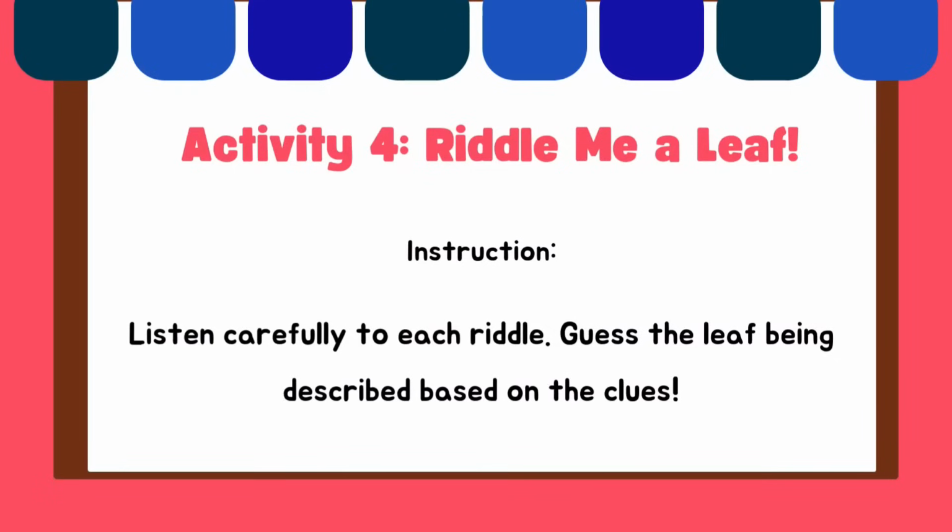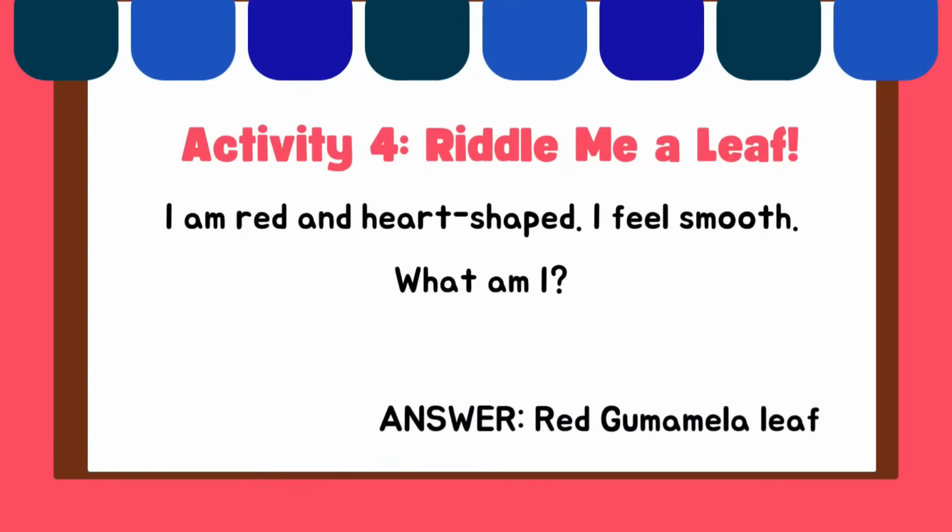Now for the activity number 4, which is the riddle me a leaf. The instruction here is listen carefully to each riddle. Guess the leaf being described based on the clues. I am red and heart-shaped. I feel smooth. What am I? The answer is red gumamela leaf.